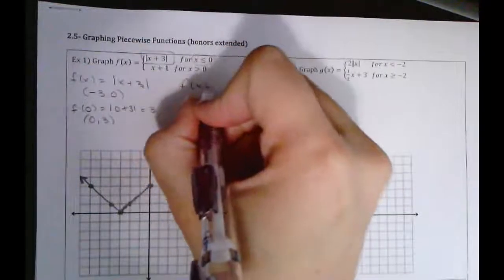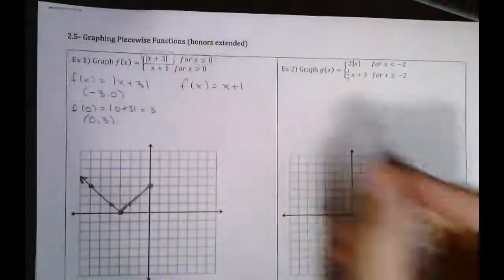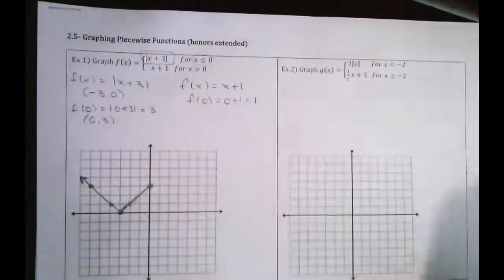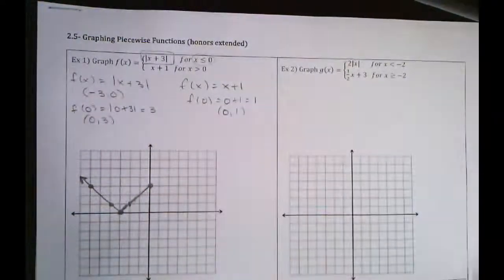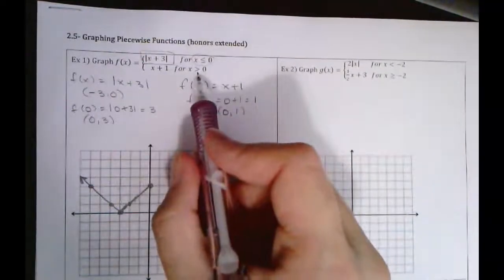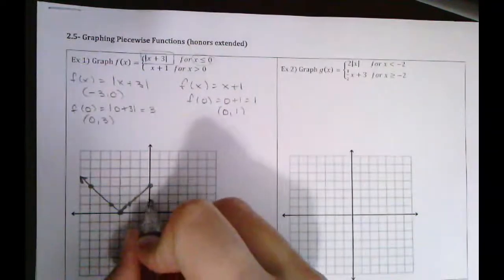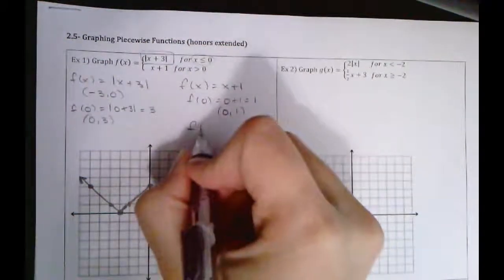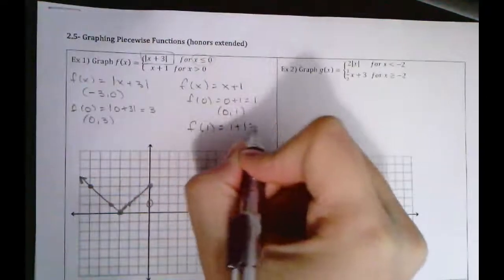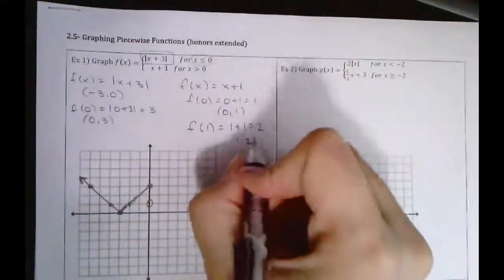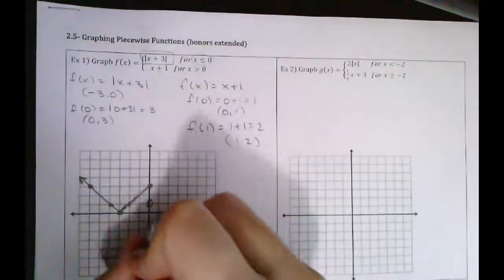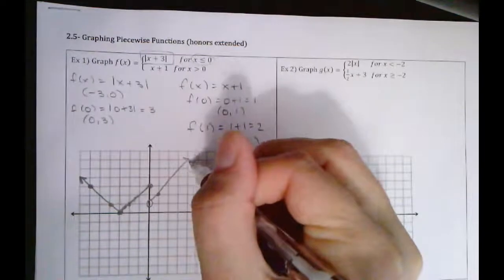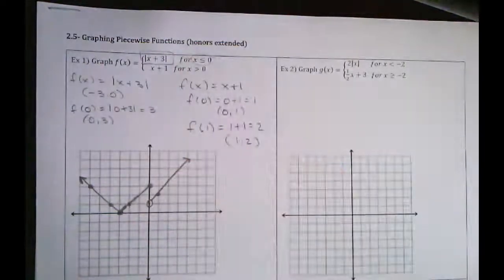So the line, x plus 1. Plug in your 0, and you get 1, which means we want to graph the point 0, 1. This time, it's going to be an open circle. Then you want to plug in something that's greater than 0, so 1. When you plug in 1, you get 2. So you have another point at 1, 2. And so that would be the second piece of the function.